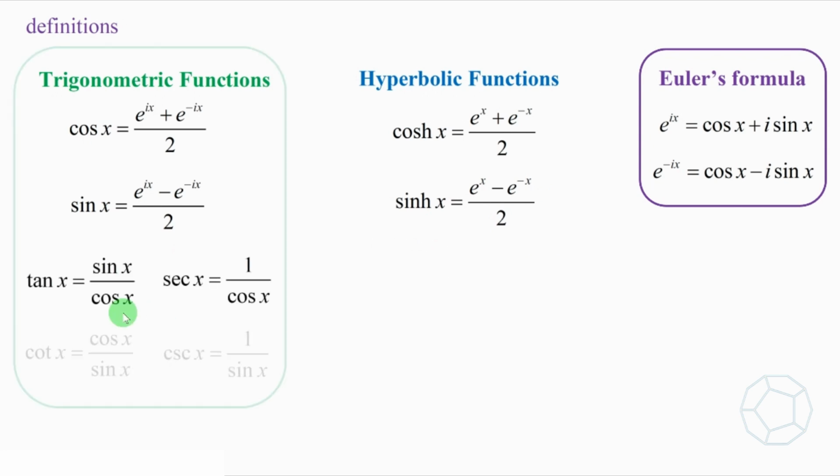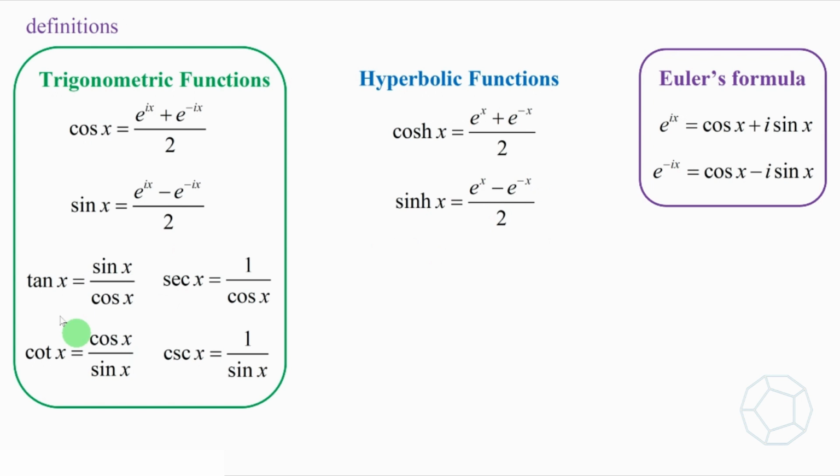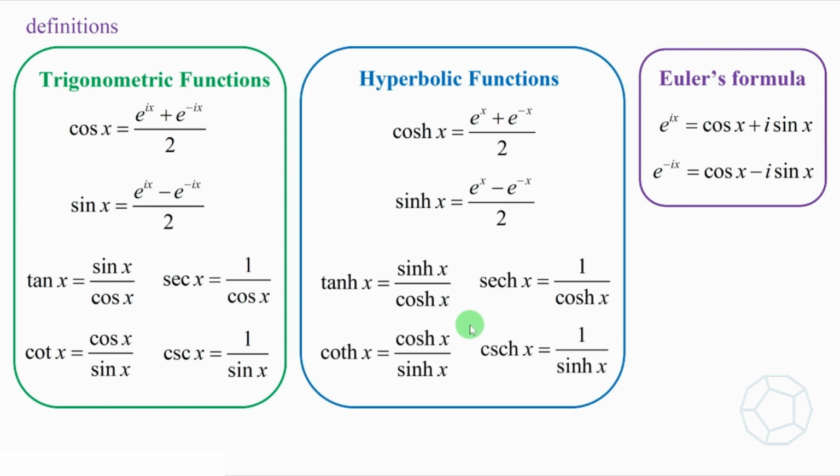Just like the definitions of 4 other trigonometric functions, namely tangent, secant, cotangent, and cosecant, their hyperbolic versions are defined in a similar way. In this video, we only need the hyperbolic sine x, hyperbolic cosine x, hyperbolic tangent x, and hyperbolic secant x. So everything is nice.